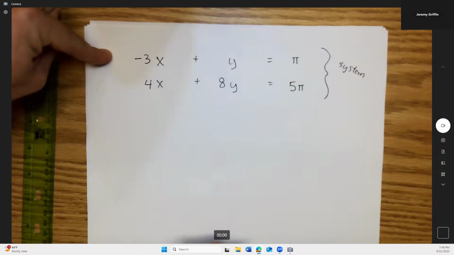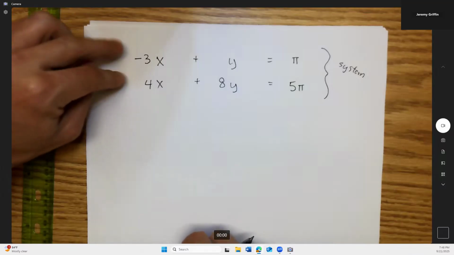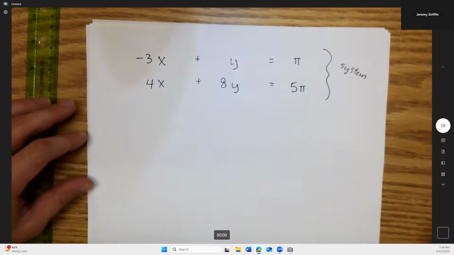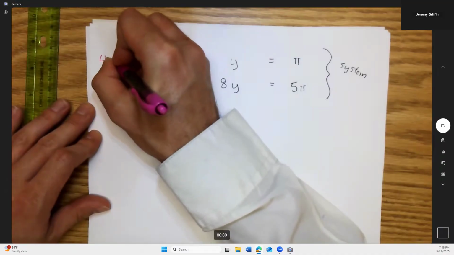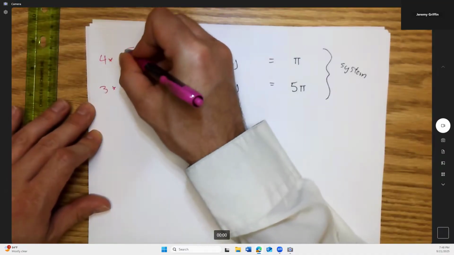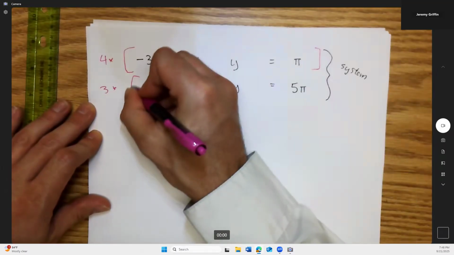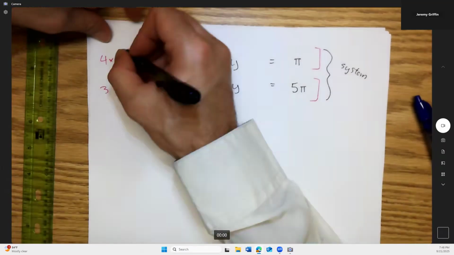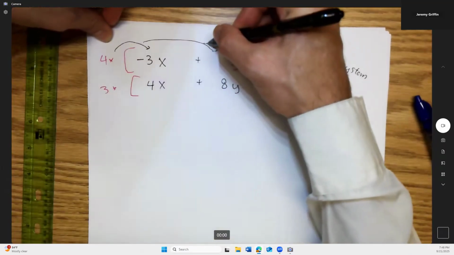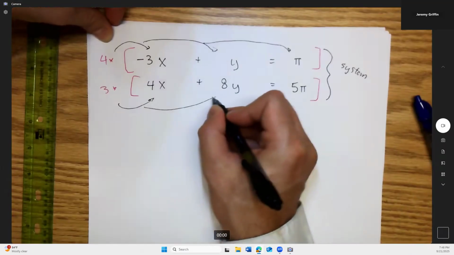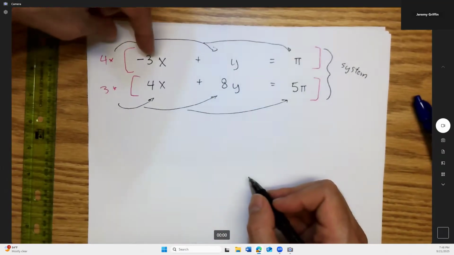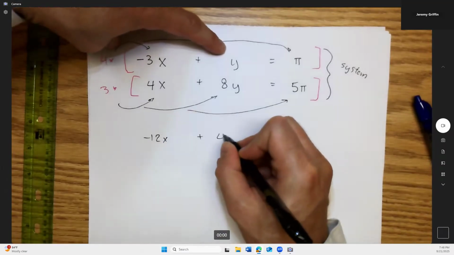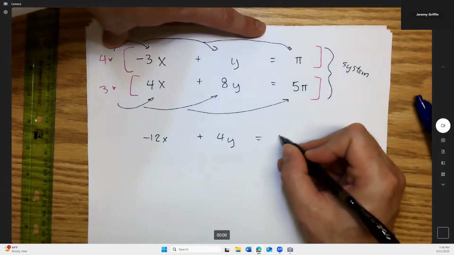So if I multiply the top equation by 4 and the bottom one by 3, that would give me negative 12x here and 12x here, and that would very quickly cancel out. So I'll do 4 times on the top and 3 times the bottom, both sides, right? And okay, distribute. Right, so that gives me negative 12x plus 4y equals 4 pi.